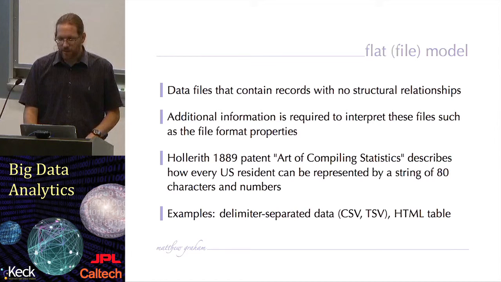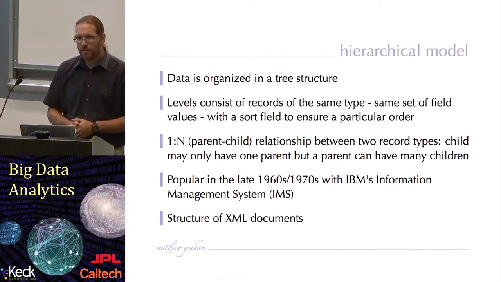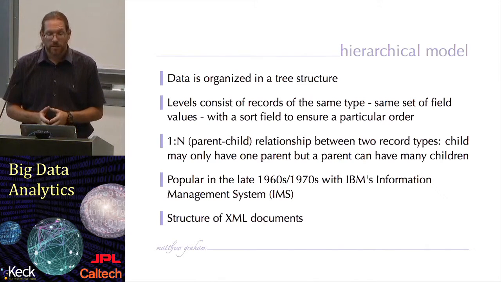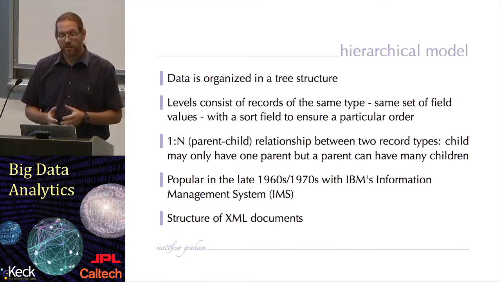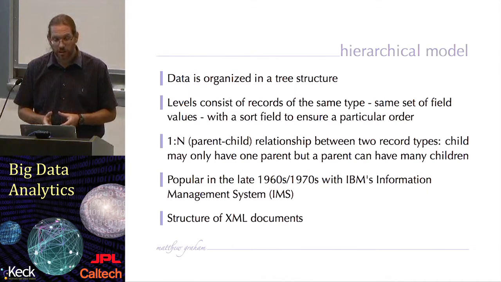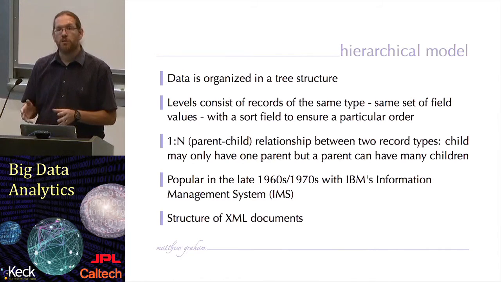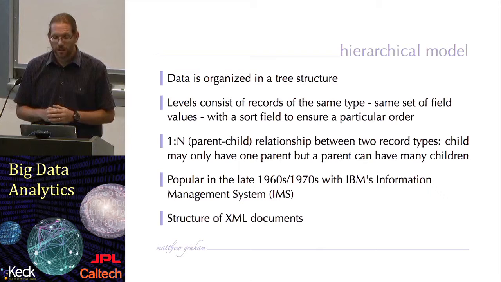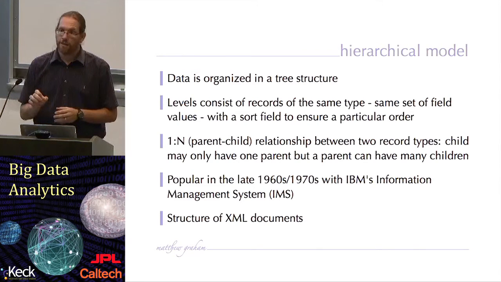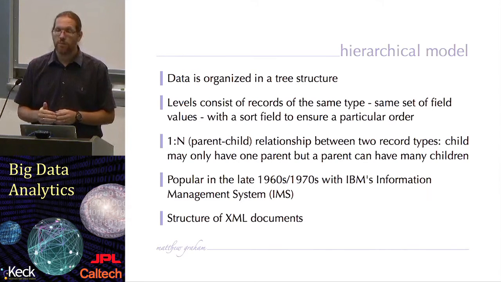Obviously, this is possibly not the most useful data model, and so a more sophisticated one is the hierarchical model. In our hierarchical model, as the name suggests, data is organized in a tree structure. So you have a number of levels. These consist of records of the same type, data records of the same type. This may be that at a particular level there's the same set of field values, same set of measurements of data at a particular level. And then there will also be a field on that level to ensure a particular ordering.